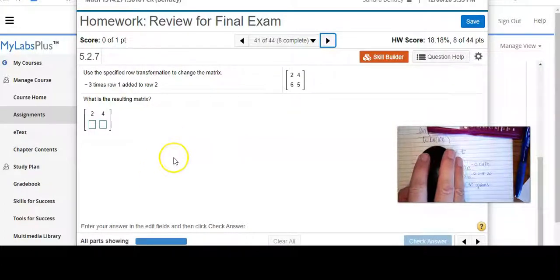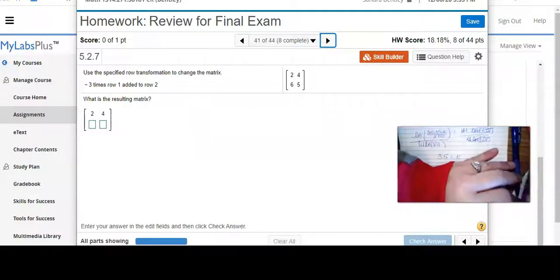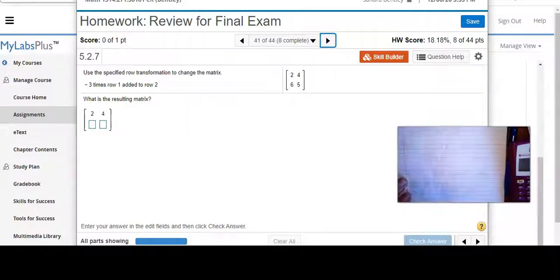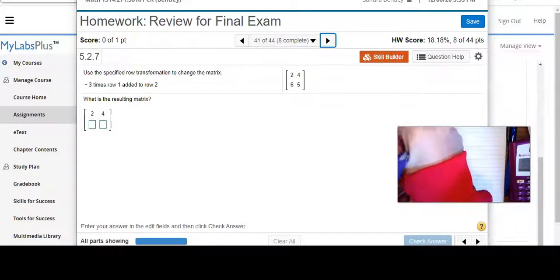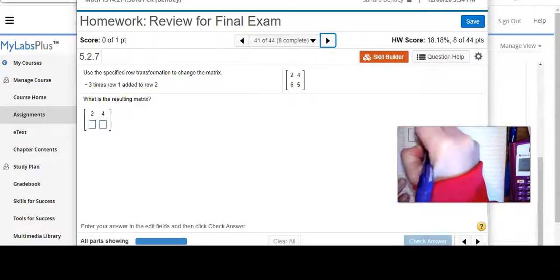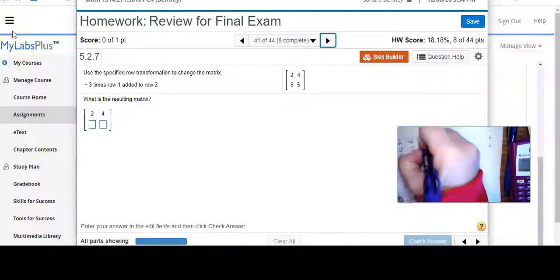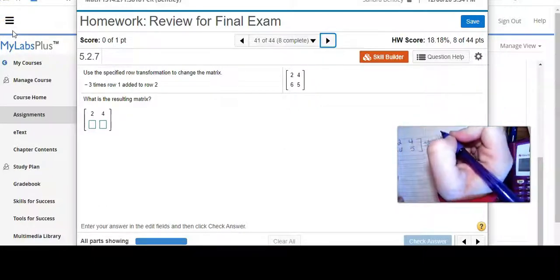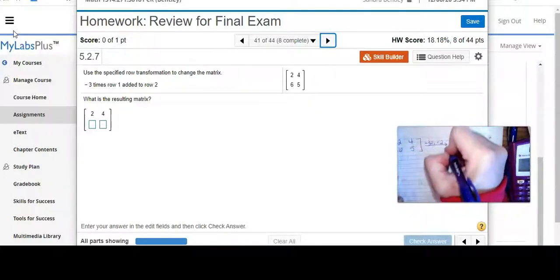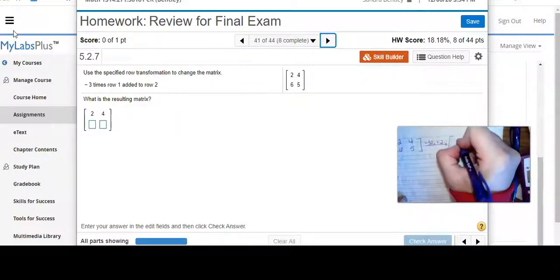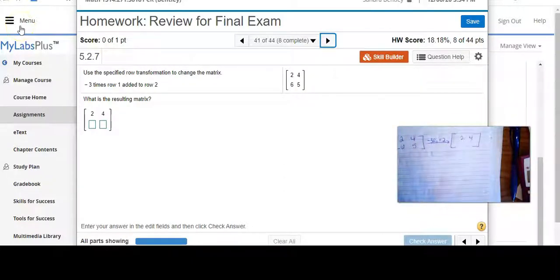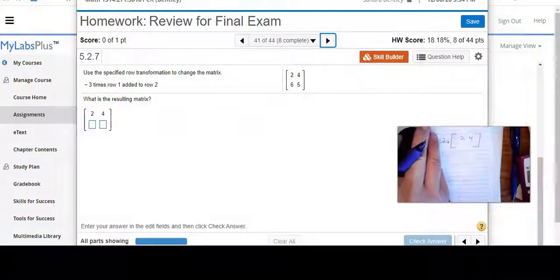All right, use the specified row transformation to change the matrix. So I have a matrix of 2, 4, 6, 5, and I'm supposed to do negative 3 times row 1 added to row 2, and they already filled part of it in for me. They're already telling you don't touch the top row. I need to know what these two numbers are.